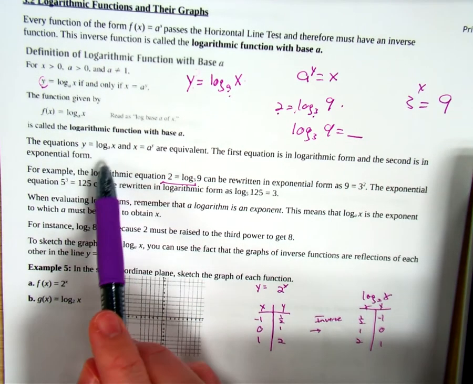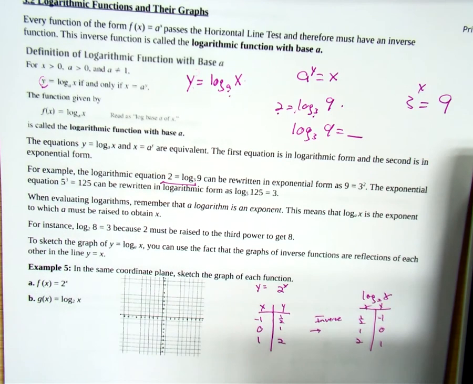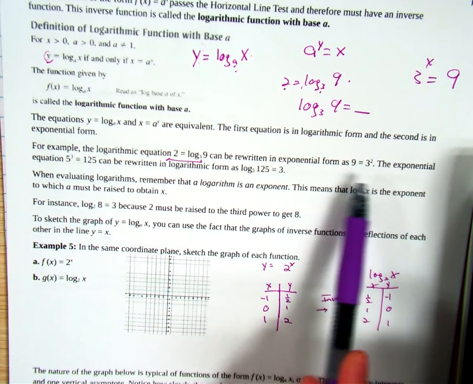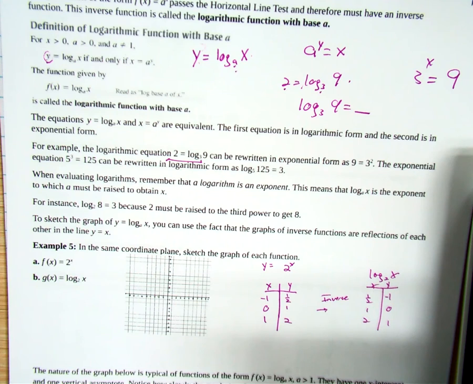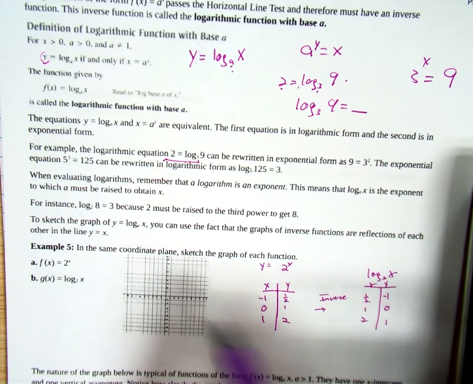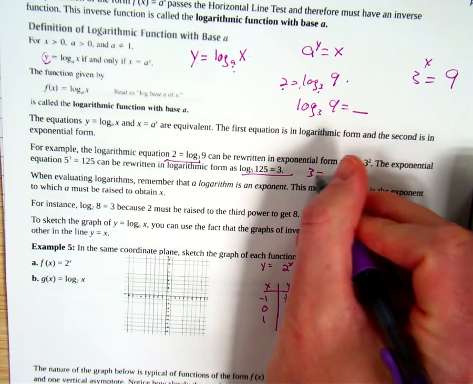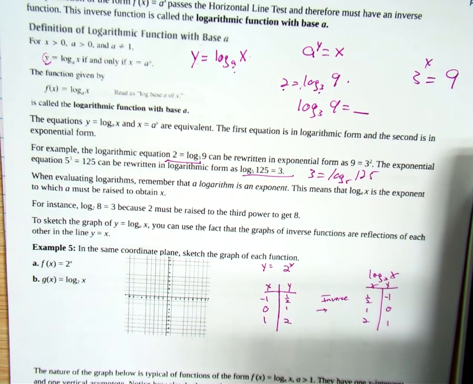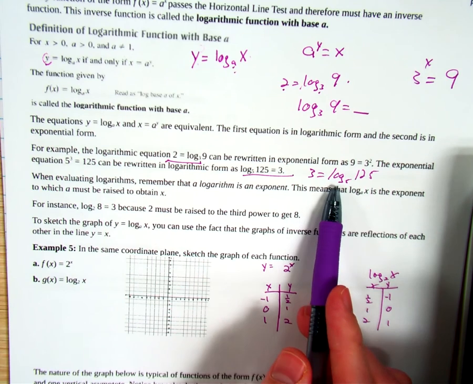Just what we just got done talking about: y equals log base a of x and x equals a to the y are equivalent. The first equation is in log form, the second is exponential form. We just talked about 2 equals log base 3 of 9, which can be rewritten as 9 equals 3 to the second. 5 to the third equals 125, so 3 is the power of 5 that would give me 125, and again, that's why I would go the other way around. 3 equals log base 5 of 125.